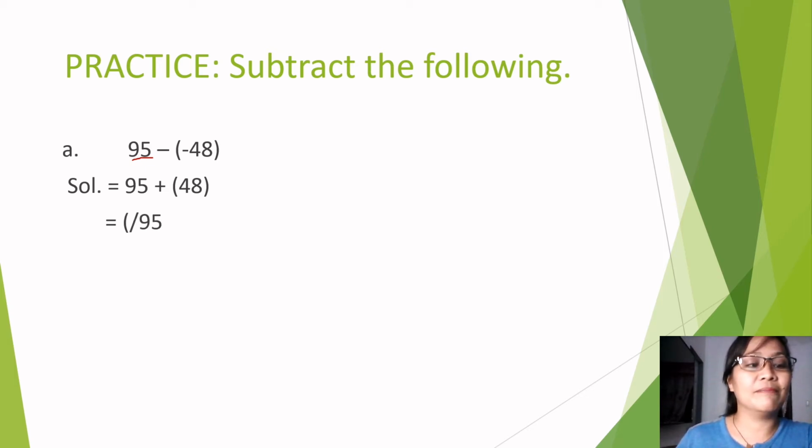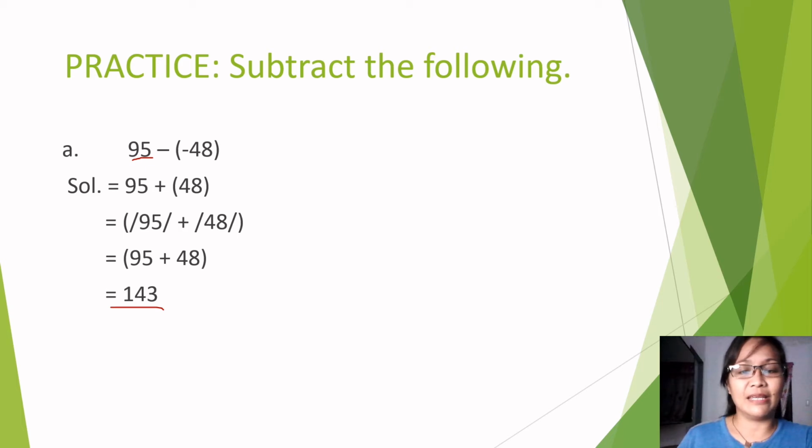Next, of course, proceed tayo sa addition. So, ang common sign nila ay positive. So, gaya ng sinabi ko kanina, kung positive, no need to write. Automatic na po yun. And then, get the absolute value of 95 plus the absolute value of 48. Absolute value ng 95 ay 95 plus absolute value ng 48 ay 48. So, the final answer is 143.